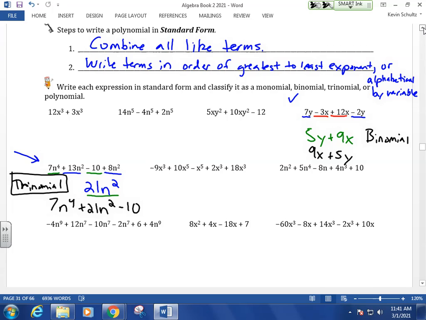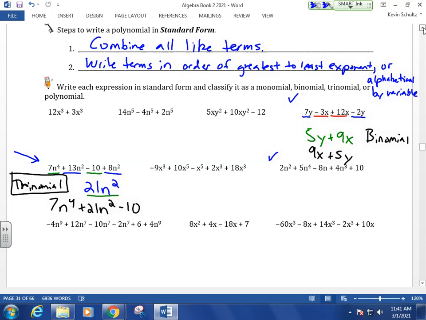Any others you want to talk about here that you've come across that look particularly fun? Yes. The last one in the middle row. This 2n squared plus 5n. Okay. So Lucas wants to talk about this one here. 2n squared plus 5n to the fourth minus 8n plus 4n cubed plus 10. Are there any terms we can combine there? Any like terms? No. They're all a whole bunch of n's, but none the same power.